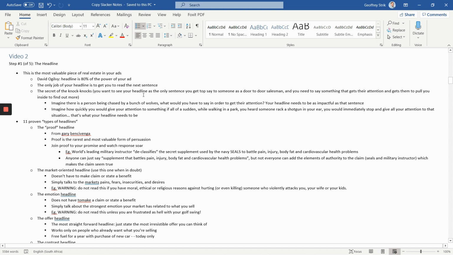You want to see your headline as the only sentence you get to say to someone as a door-to-door salesman, and you need to say something that gets their attention and gets them to pull you inside to find out more. Sorry, there was a mistake in this, that's why I read it incorrectly. But basically, imagine you're a door-to-door salesman. You've knocked on somebody's door to sell them a product, and you only have one sentence to get them to be interested in what you have to say next.